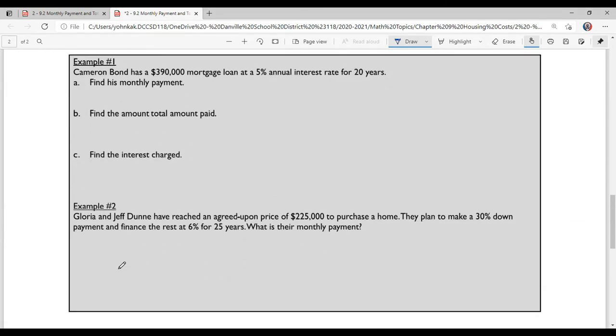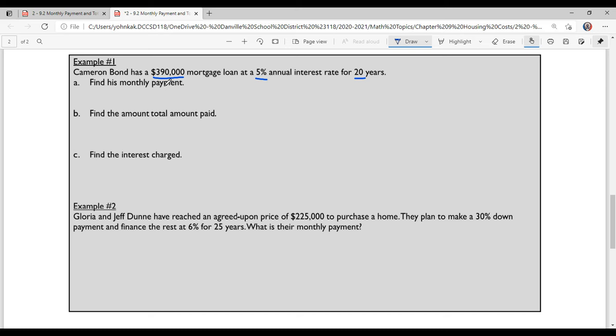So that's what we're going to do. Example number 1. Cameron Bond has a $390,000 mortgage loan at a 5% annual interest rate for 20 years. That means for 20 years, Cameron is going to pay back his loan. For every dollar that he borrowed, he's going to give an extra 5 cents. That's what interest rates mean.